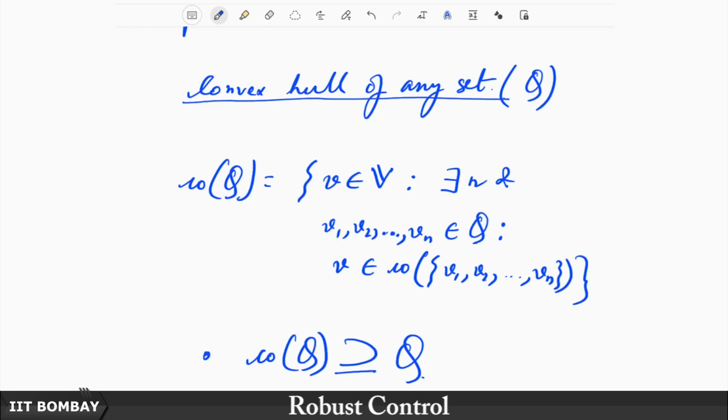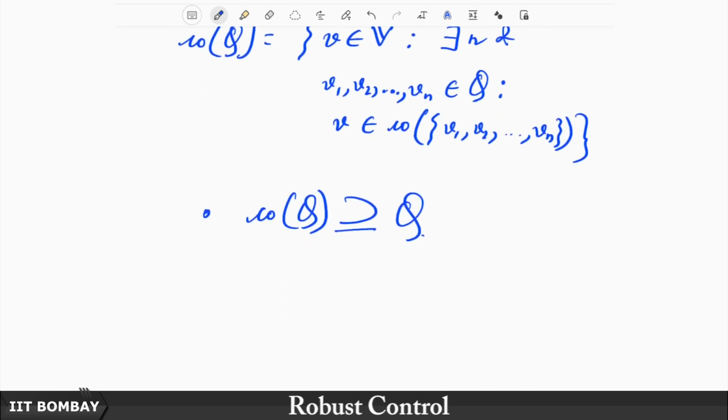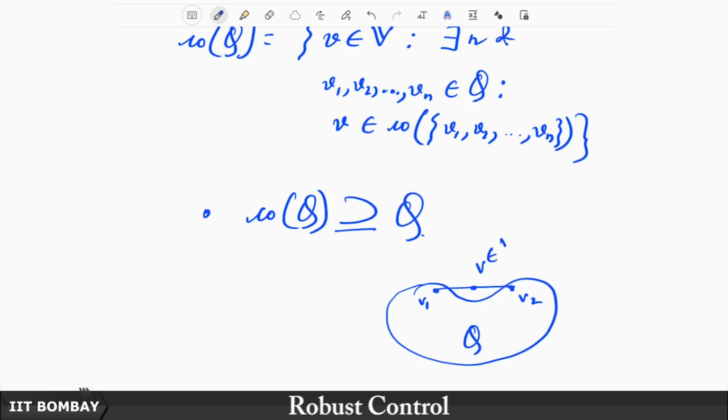So, this convex hull of any set, this V need not necessarily belong to the set Q. It can be anywhere, even outside. Just to give you a geometric picture, consider a set that looks like this, some sort of a curve, and then you take these 2 points, say V1 and V2, and take this point V, which lies on the straight line joining V1 and V2, and therefore is in the convex hull of V1 and V2. Remember, this V belongs to the vector space V, but it does not belong to Q, but this V belongs to the convex hull of Q.